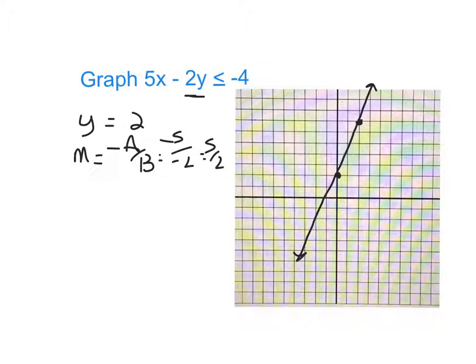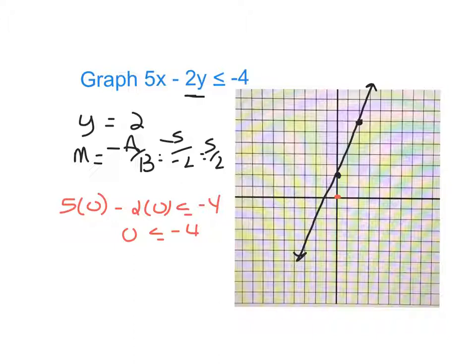Now, again, to figure out which side to shade, pick a point that's not on that line. 0, 0 is not on the line, so that's the one I'm going to pick. And if I plug the 0 in for x and a 0 in for y, I would get 0 on this side and -4 over here, which says 0 is less than -4. Now, before you jump on that too quickly, that is not true. 0 is not less than -4. It's actually greater than -4.